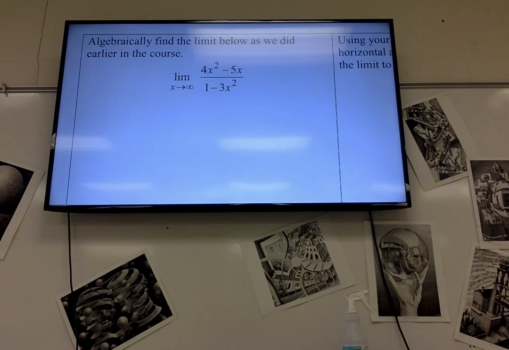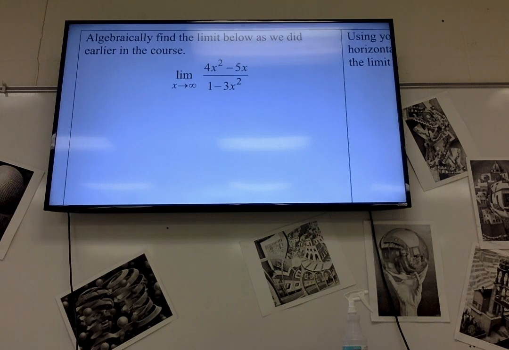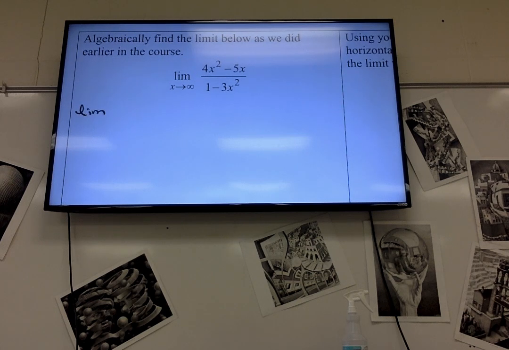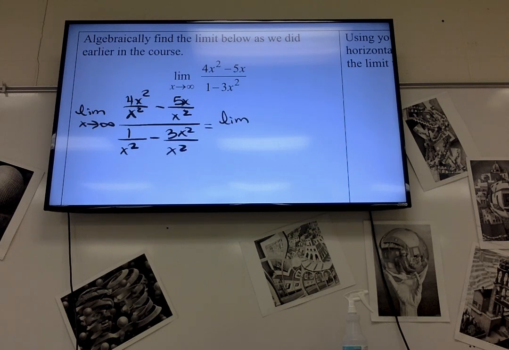Algebraically, find the limit below as we did earlier in the course. When you do a limit as x approaches infinity, what we did was we divided the top and the bottom by the variable that had the highest exponent. So it was the limit as x approaches infinity of 4x squared divided by x squared, minus 5x over x squared, over 1 over x squared, minus 3x squared over x squared. So you end up with 4 minus 5 over x, over 1 over x squared minus 3.